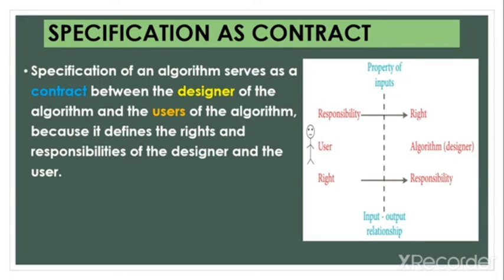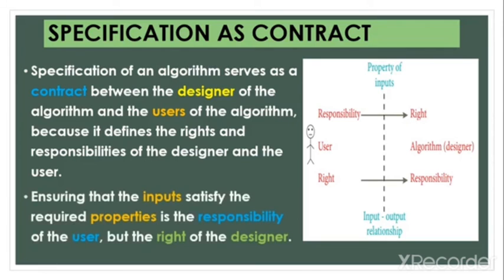It also defines the rights and responsibilities of the designer and the user. When we write an algorithm and find a solution for a problem, there is an involvement of both the user and the algorithm designer. There is the user's rights and responsibilities and the algorithm designer's rights and responsibilities. Both are involved in designing a solution for the given problem. So this specification alone gives all this.